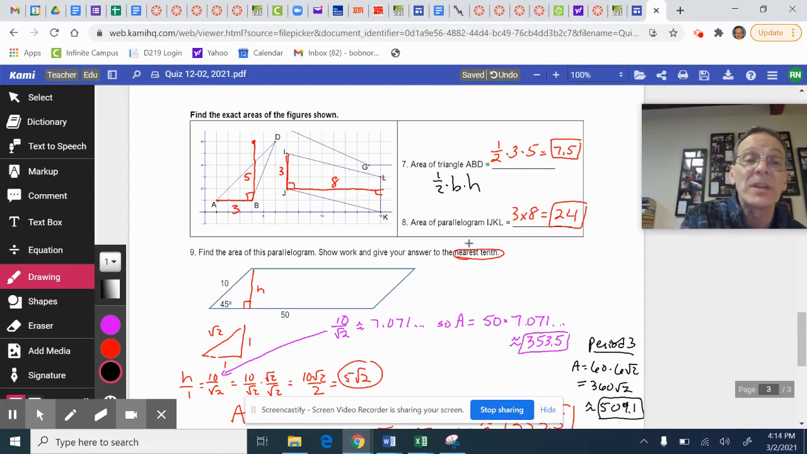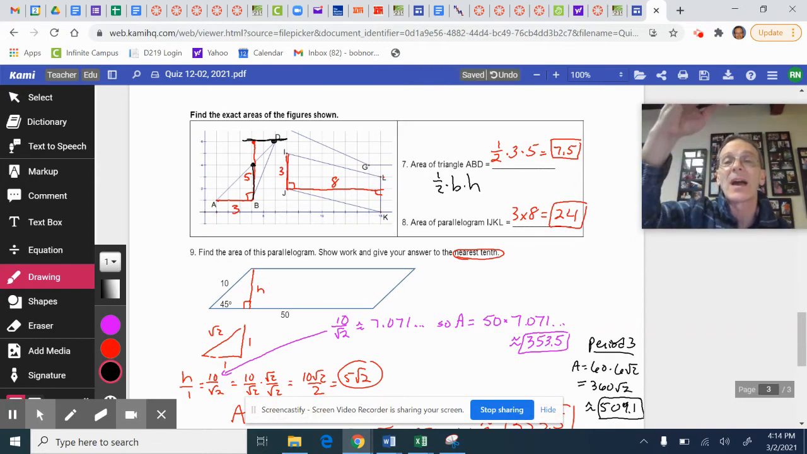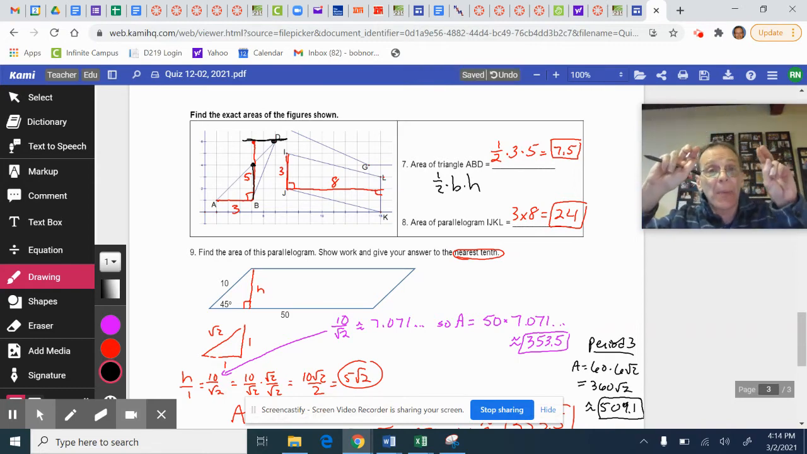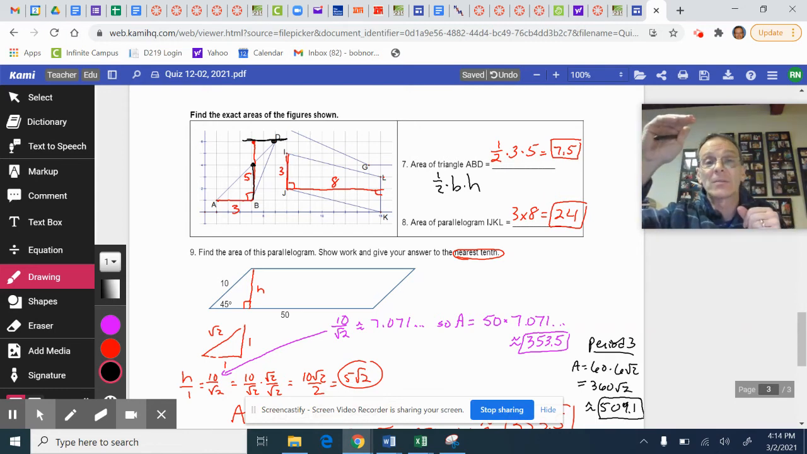The base is 3, as I've drawn here. The height must be at a right angle to the 3, and the height has to extend all the way up to be level with point D. The height does not stop here like some people drew it in. It has to go all the way as high as the top of the triangle. And so that's 5 units long.